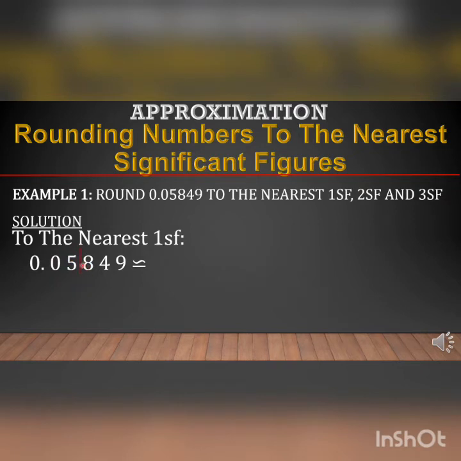Now I'm having my line. I'll check the number after the line, 8. Will I round up or down? I'll round up because this 8 is 5 or more. I'll be adding 1 to the number at the required position. So my answer will be 0.05 plus 1, 0.06.